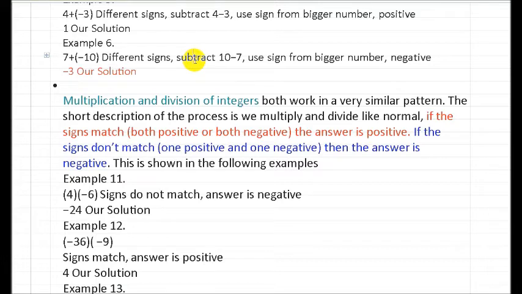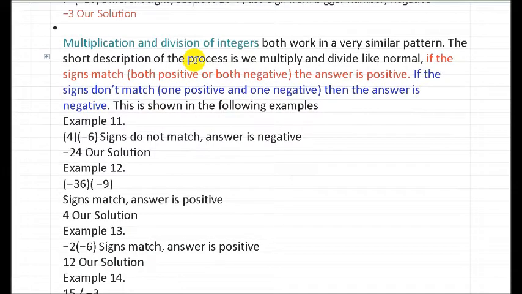Okay. Multiplication and division of integers. If the signs match, both positive or both negative, the answer is positive. If the signs don't match, one positive and one negative, then the answer is negative.